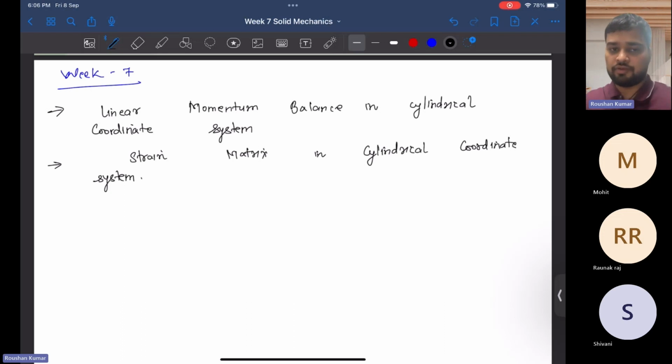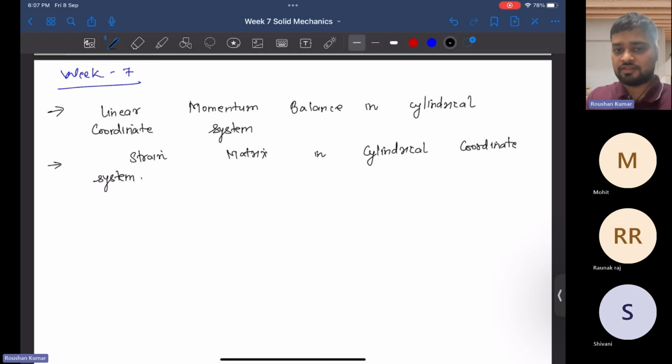So first I will briefly explain the overall concept that is being used in these lectures, and after that I will solve some problems based on these lectures, so that you can understand the concept in a better way. So let's start today's session. First of all, the first lecture on the linear momentum balance.